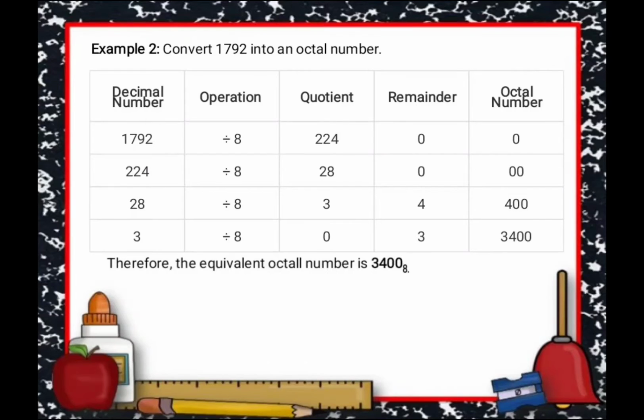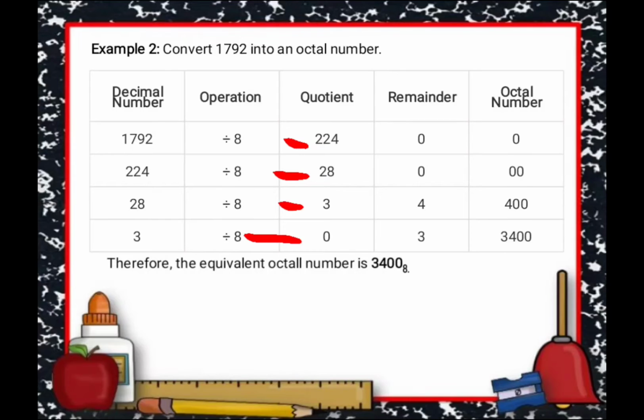1792, convert it into octal number. So we have 1792 divided by 8. We have 224 with the remainder of 0. The quotient 224 divided by 8 again. So we have 28 with the remainder of 0. 28 divided by 8, we have 3 with the remainder of 4. 3 divided by 8, we have 0 with the remainder of 3.